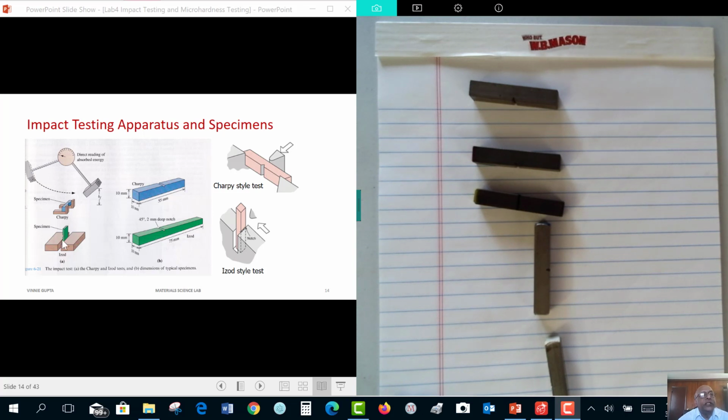So notice, if there was no sample here, what would happen? If we held the striker at a certain height, it'll swing and go to the other side, reach the same height. No energy would be absorbed. However, if there is a sample in there, when the striker hits the sample, some energy would be absorbed in breaking it. And that is what we want to know, and that is what is called impact toughness. So let's see how our machine is set up next.